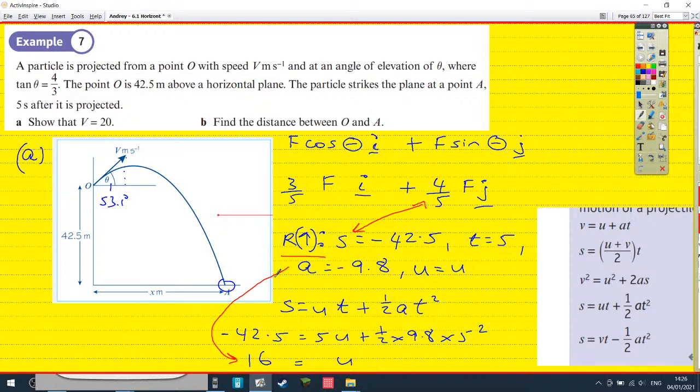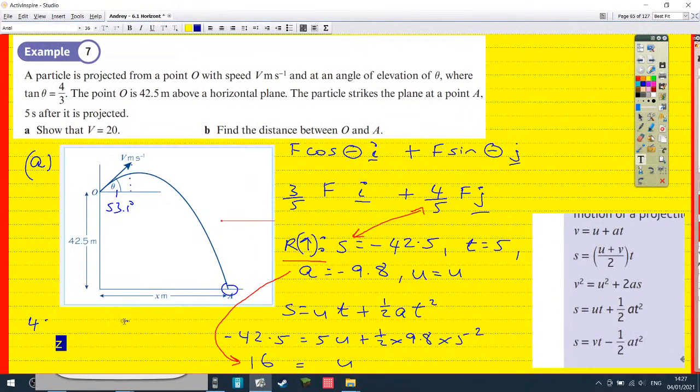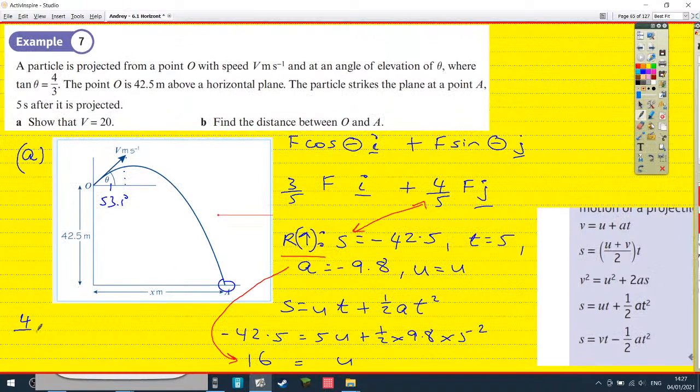And so does that mean that 3/5 of F is something as well? Sure is. 4/5 of what is 16? 20. Yeah. And there we've shown it's 20. And how would you do B?